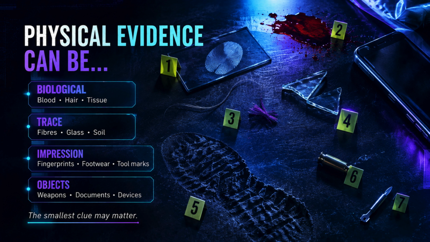Physical evidence can exist in many forms. It may be biological evidence, such as blood, saliva, semen, hair, or tissue. It may be trace evidence, such as fibers, glass fragments, paint, soil, or gunshot residue. It may include fingerprints, footwear, impressions, tool marks, weapons, documents, electronic devices, or objects that establish a connection between the victim, suspect, and a crime scene.